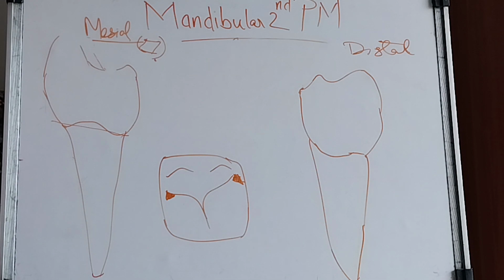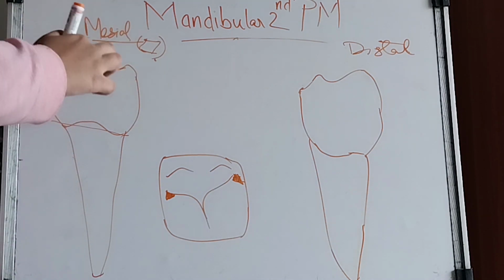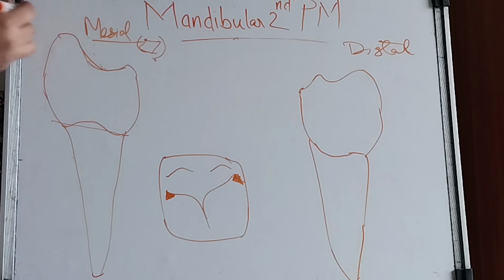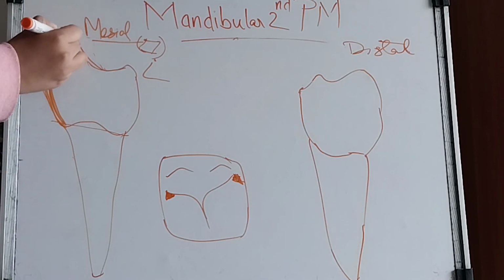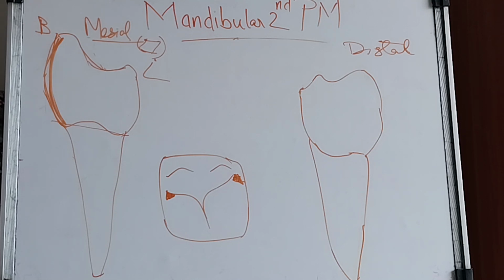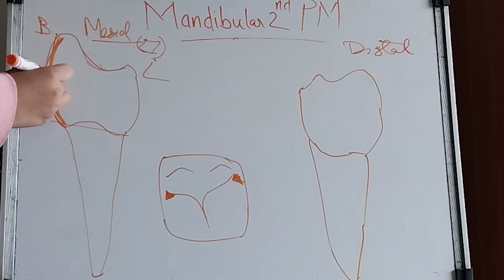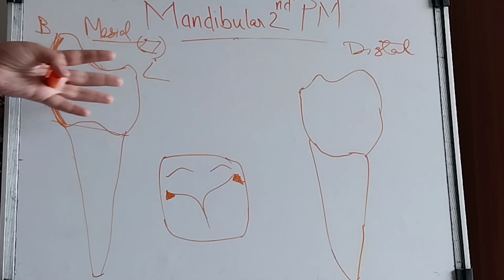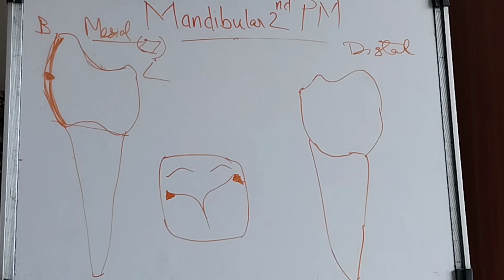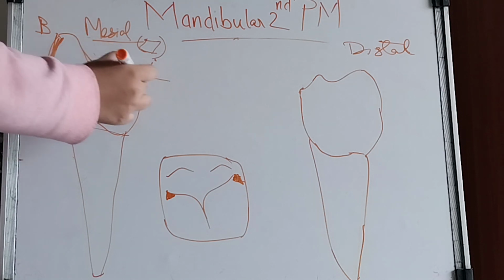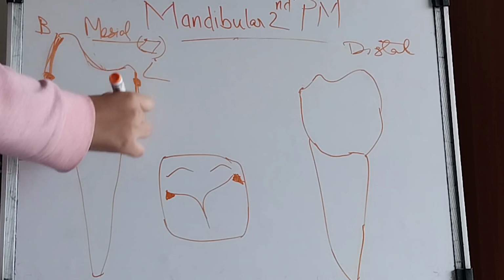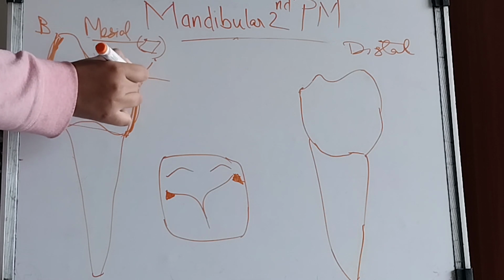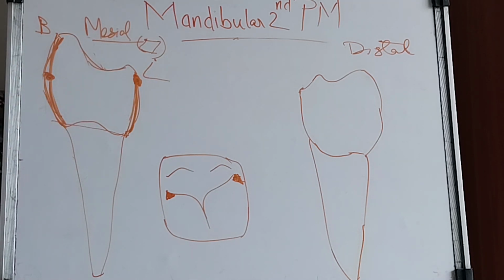Moving on, let's see the buccal outline of this tooth. This is buccal and this is lingual. How can we see the buccal outline? We can see it is convex like this, and the height of contour is at the middle third of the crown. It's highest over here. Similarly, the lingual outline is less convex. The height of contour is at the occlusal third. It's over here, and it is not that convex. This is more convex. Height of contour is in the occlusal third of the crown.